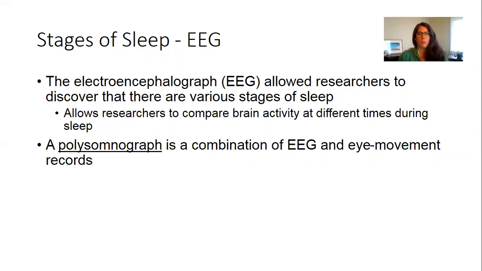Now, one way that researchers can determine what stage of consciousness or alertness one is in is by using EEG. The electroencephalograph allows researchers to discover the various stages of sleep or these other altered states of consciousness. We can compare brain activity at different times during sleep. A polysomnograph is a combination of an EEG, or the brain waves, along with recordings of eye movements.